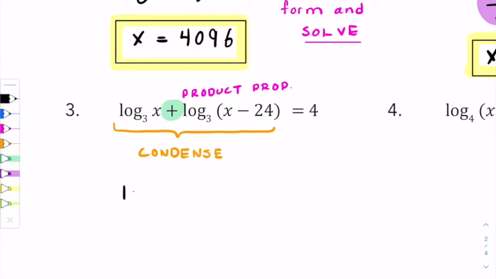This gives me log base 3 of x, and then log base 3 of x minus 24. We're going to multiply that together. So x times x minus 24 is your condensed logarithm using the product property, and this is equal to 4.